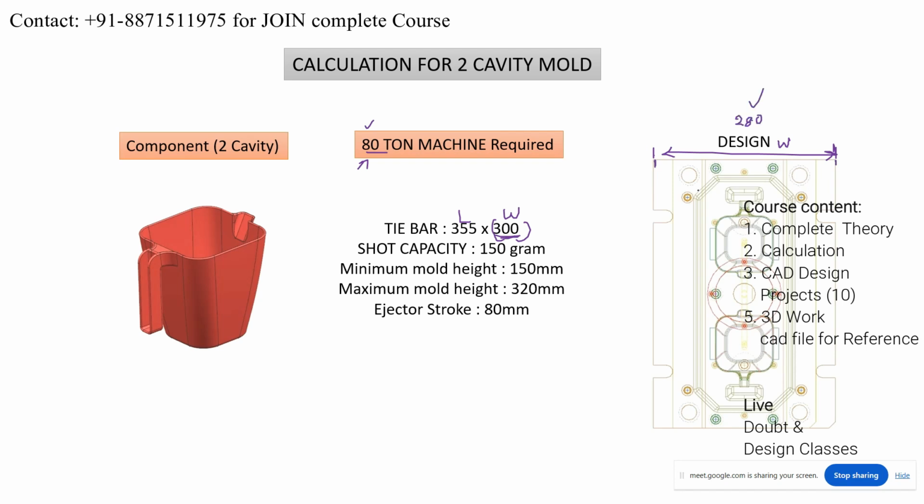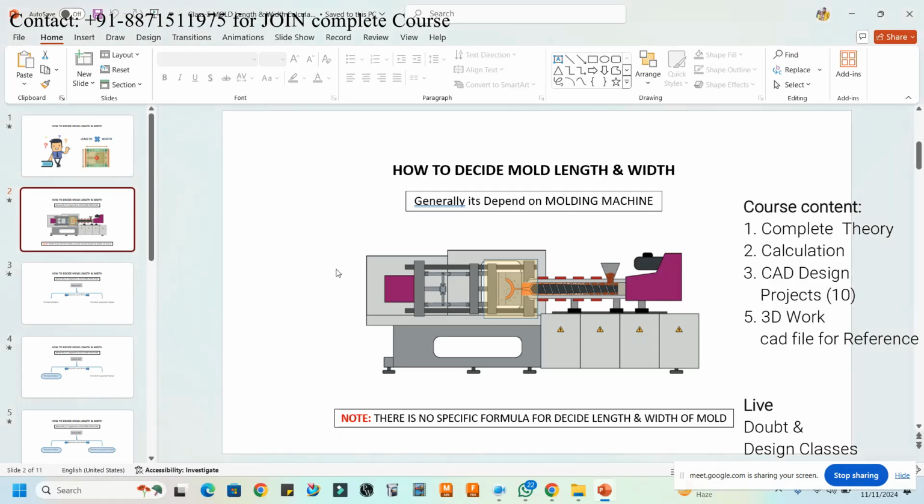This is depending upon the possible manufacturing, but we have to consider this tie bar distance also, because it provides the maximum length or width we can decide for our mold. Is it clear? Understood? This is about how to decide the mold length and width. During the design, we will learn more about that.